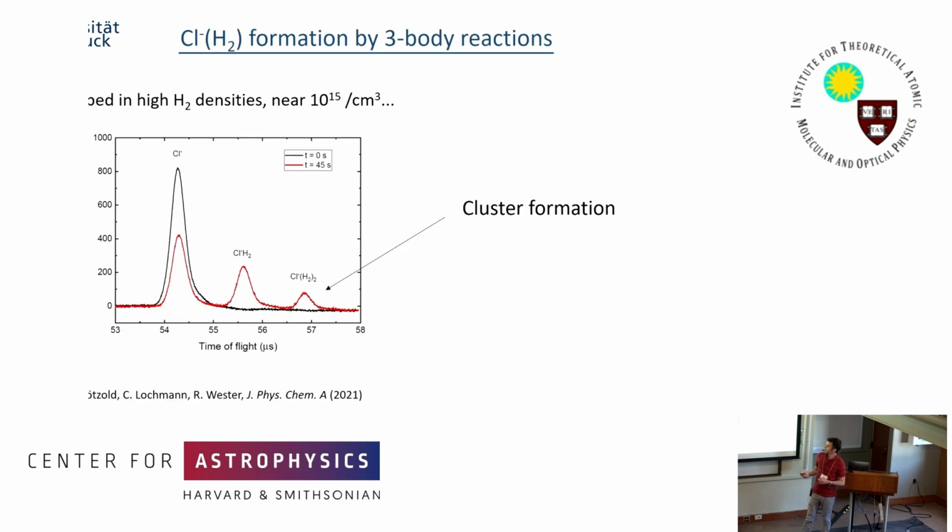Here we trapped it in, like I said, very, very high densities, up to 10^15 per cubic centimeter. And this is sort of the time of flight trace that you get out. So after 0 seconds of trapping, all you have is this Cl- peak. And after, in this case, 45 seconds of trapping, the Cl- has decreased. And you see Cl-H2 appear, but also some clusters. And there are also actually higher clusters that we saw forming as well.